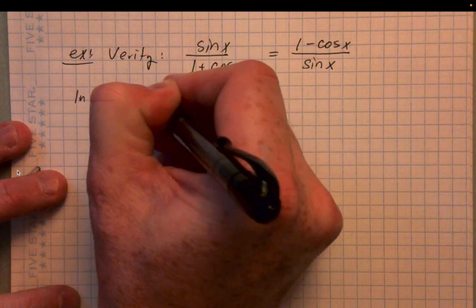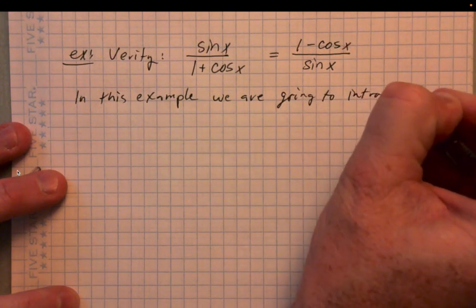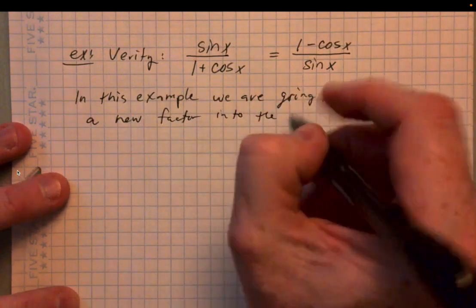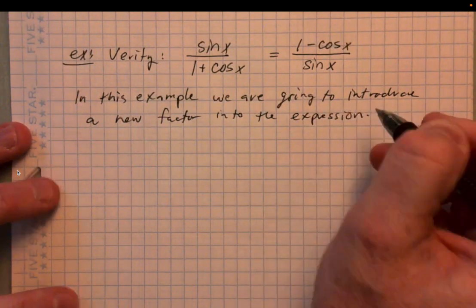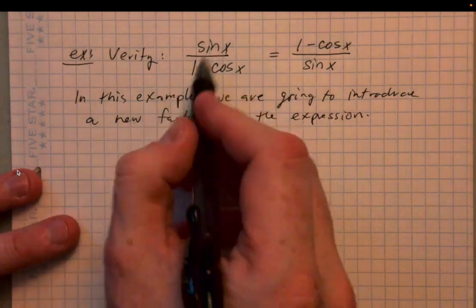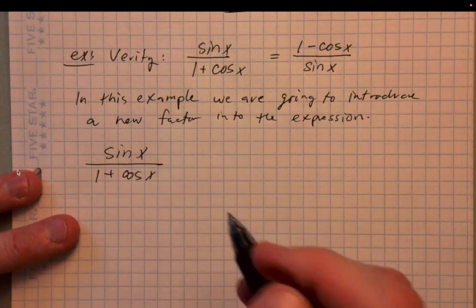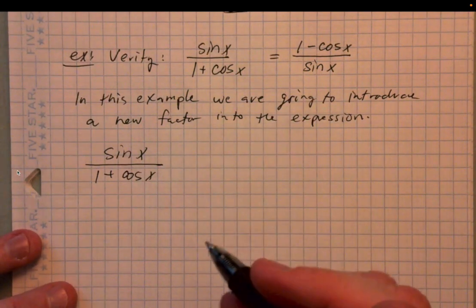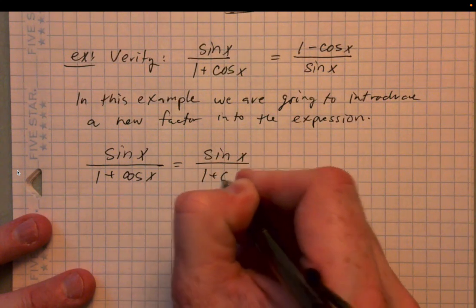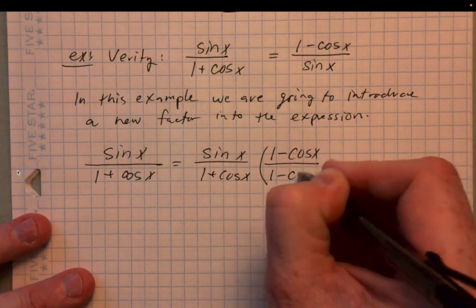So in this example, we are going to introduce a new factor into the expression. Right, and what we're going to do is start with the left-hand side. We're going to start with sine of x over 1 plus cosine of x. And we're going to multiply the top and the bottom by 1 minus cosine of x. Okay, so I've got sine of x over 1 plus cos x, and I'm going to multiply that by 1 minus cos x divided by 1 minus cos x.